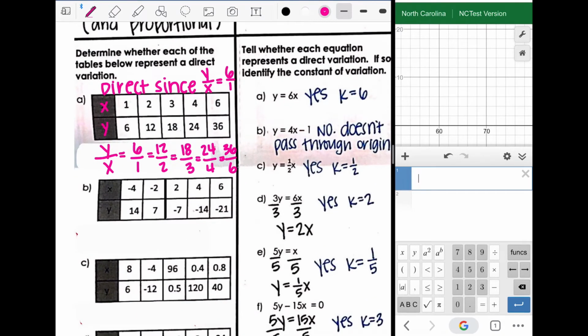Okay, let's look at another one. So we want to look at y over x. So 14 over negative 4. Is that equal to 7 over negative 2? Is that equal to negative 7 over positive 2? And we're going to just keep going.